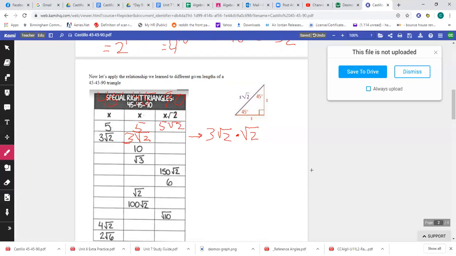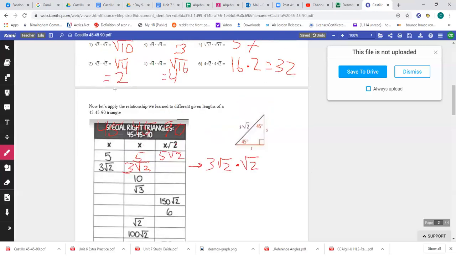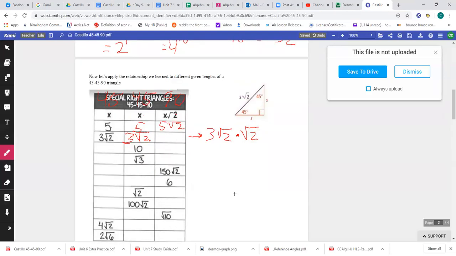So root 2 times root 2, and we just went over this, right? When you multiply up here, like number 2, this is just going to be 3 times 2. It's that same thing again, right? Root 2 times root 2, you could just say it becomes 2, right? And so 3 times 2 is 6.